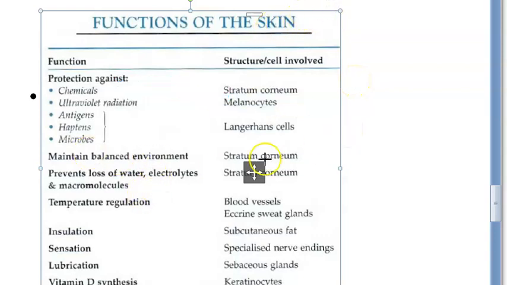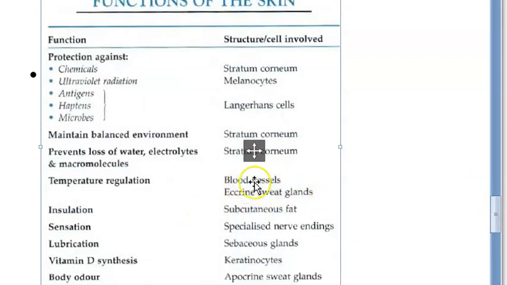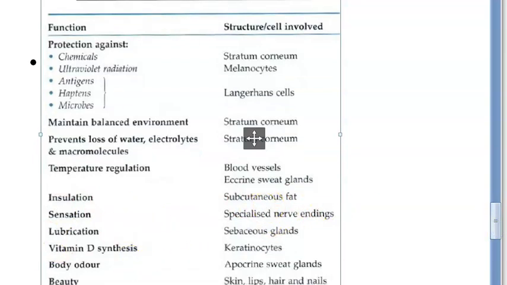Then coming to temperature regulation, etc. The stratum corneum prevents loss of water, electrolytes and macromolecules. For temperature regulation, you have the sweat glands, especially the eccrine sweat glands, then the blood vessels. Again, the arrector pili muscle and hair also help in temperature regulation. Insulation will be your subcutaneous fat, which is kind of not considered a part of the skin, I thought.